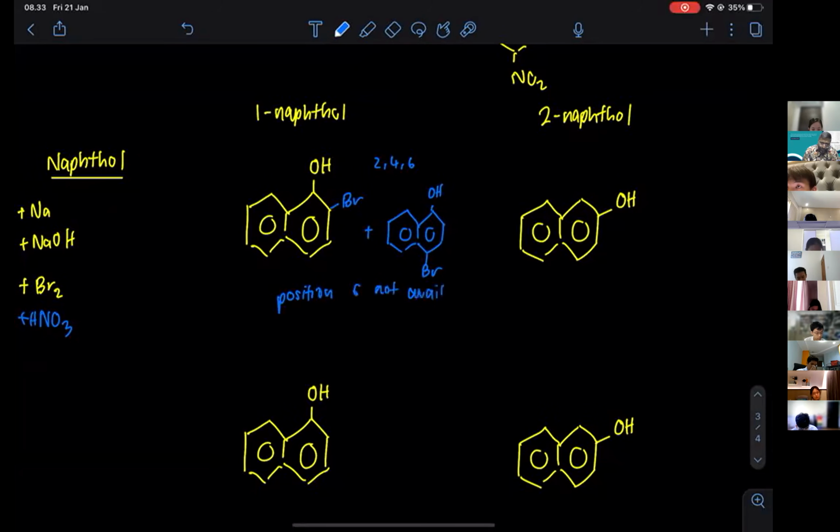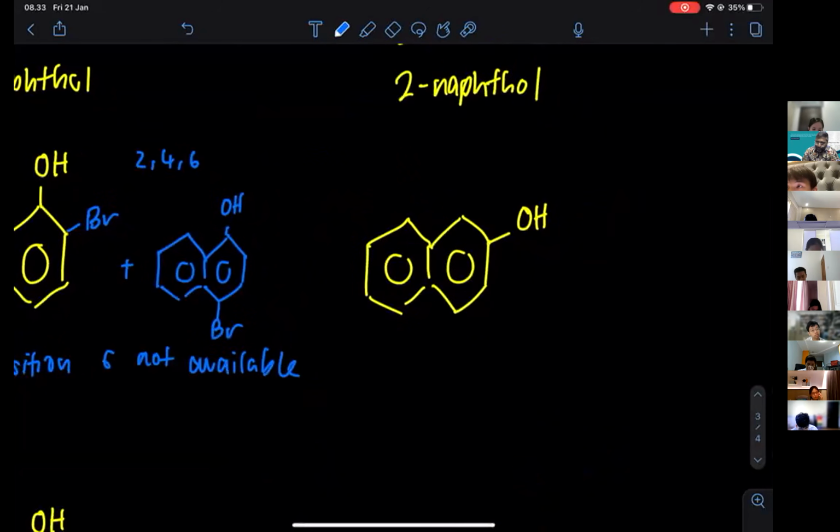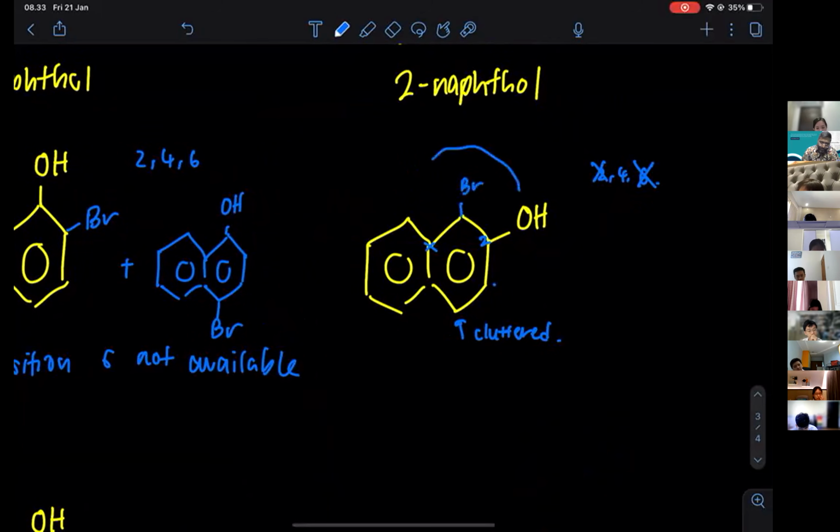Now for this molecule, it's supposed to activate 2, 4, 6. 2 is already taken, 4 is supposed to be here, 6 cannot be here. So for this case, the Br will not go over there because it's too cluttered. The Br will go here, in between OH and the newly added benzene ring. So they will come at position number 1 actually.